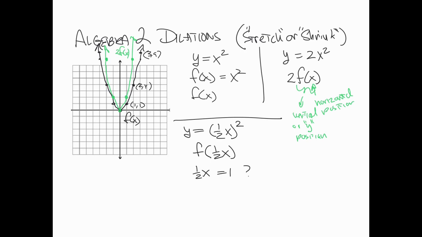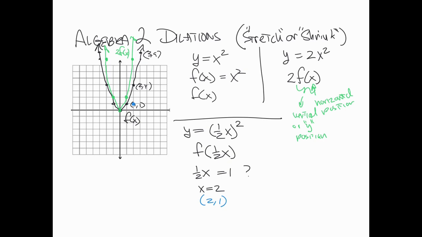Well, that's just a little equation you can solve. X equals 2. So that means when x is equal to 2, and we shove that into the parentheses here, we're going to be figuring out f of 1/2 times 2, or f of 1. And f of 1 is just 1 squared, or 1. So this is going to represent the point 2, 1. So that point that was originally at 1, 1 now is transformed to 2, 1.